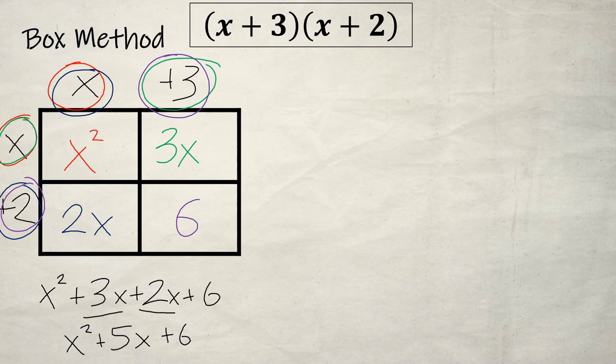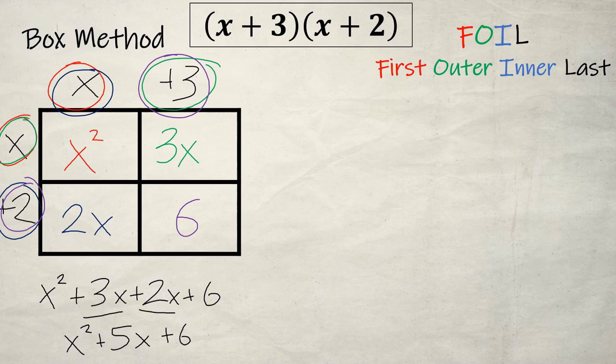Another way that we can do this is called FOIL. So first, outer, inner, last is what that FOIL stands for. And so if we look at our binomials here, the first terms in each one, that's this x times this x. That's going to give us x squared. Those are our first terms. Then we're going to look at the outer terms. We have our x times our 2, which gives us plus 2x.